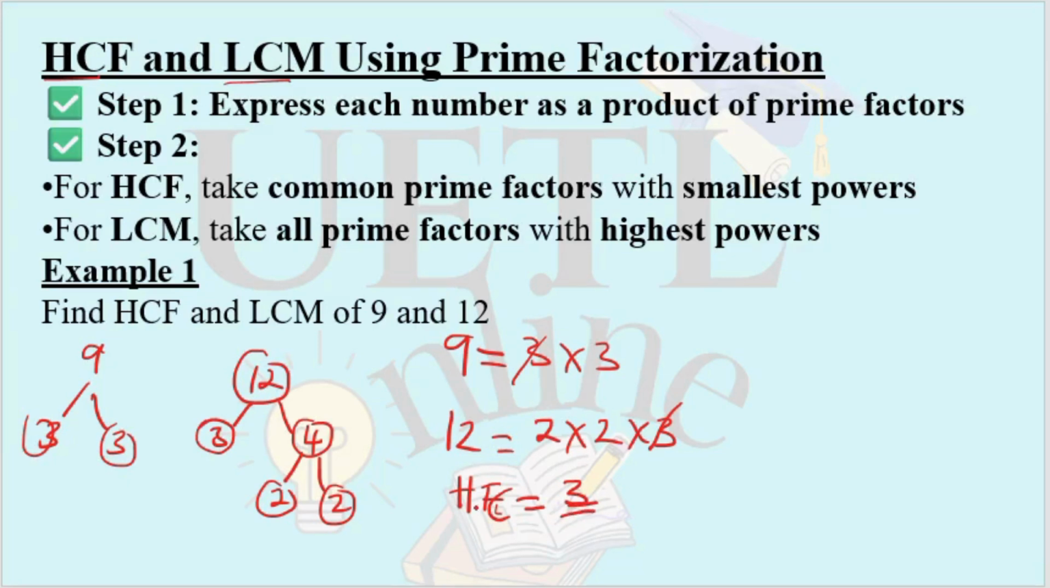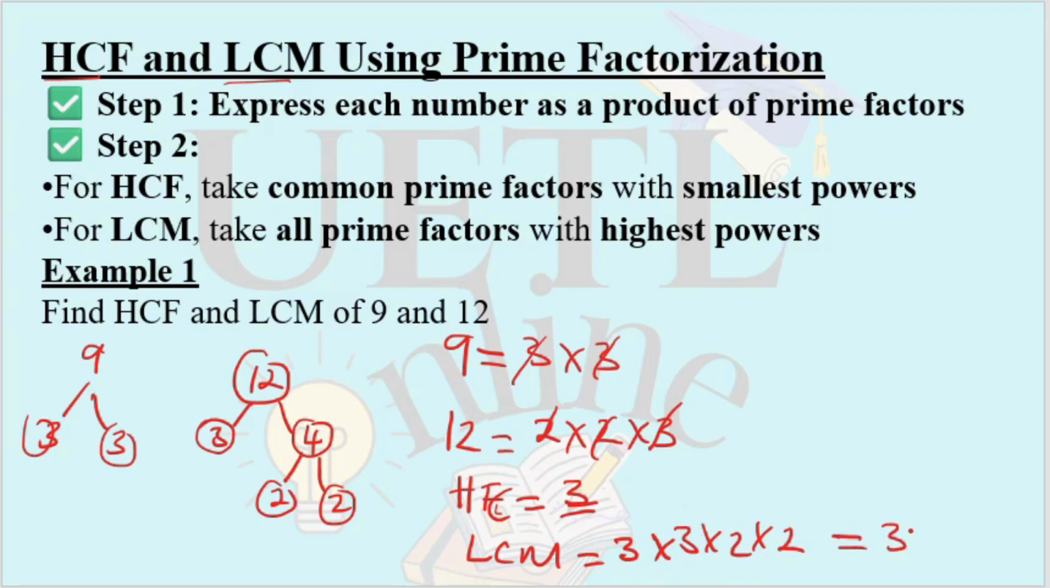Next, the LCM: we just have to multiply the remaining factors. So we take this 3 times this 3 times this 2 times this 2. So we have multiplied 3 by 3 and 2 times 2. This becomes 9, this becomes 4. This means that the answer is 36.